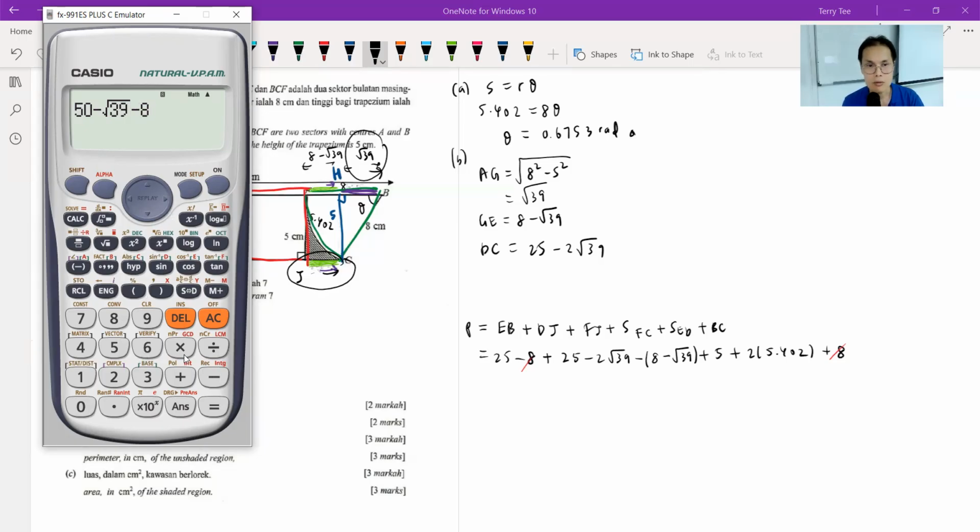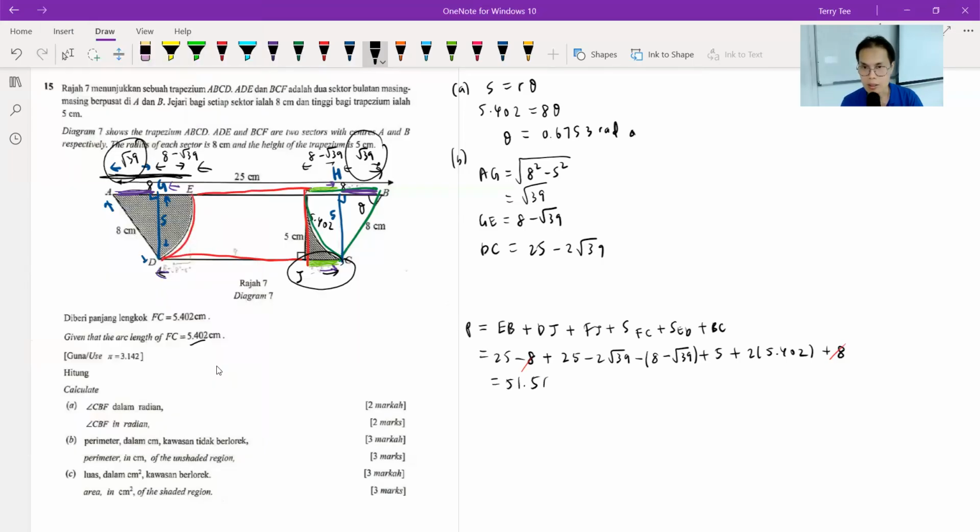Then you plus your 5. And then you plus 2 times of 5.402. Okay, 51.56. Yep. I know this is a little bit annoying. It's not difficult, very annoying, right? Because you have to count one by one. Now you may want to count like the first one first, followed by the next one. But I thought we can just add in one shot. So I do it one shot like this.